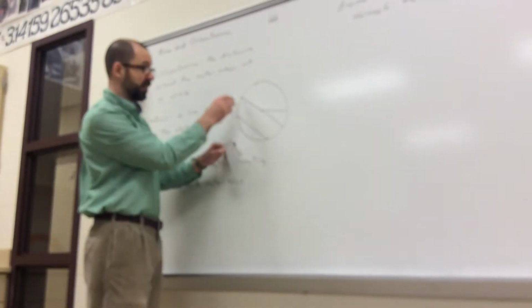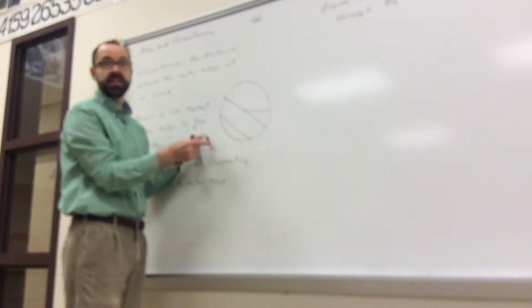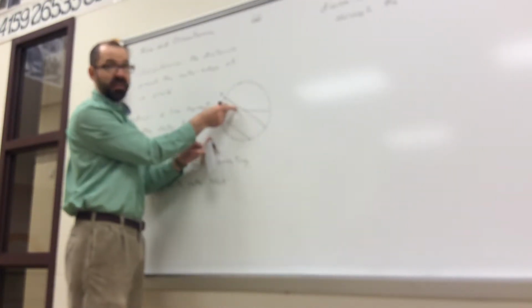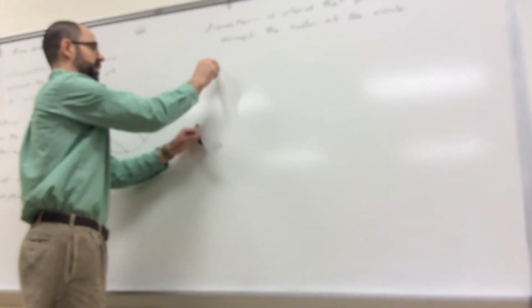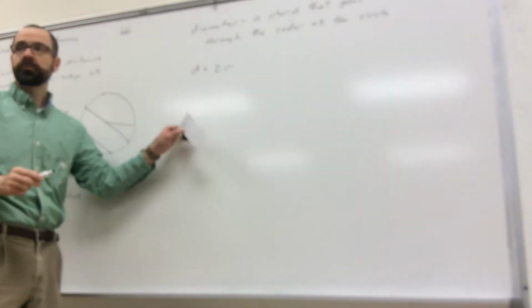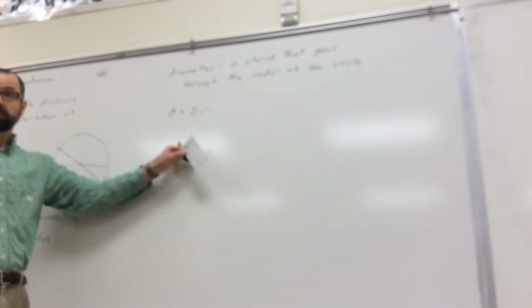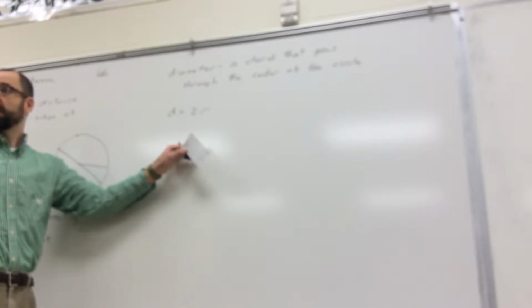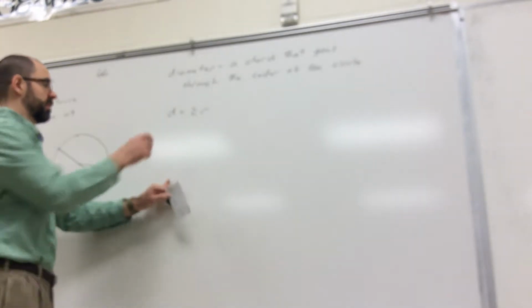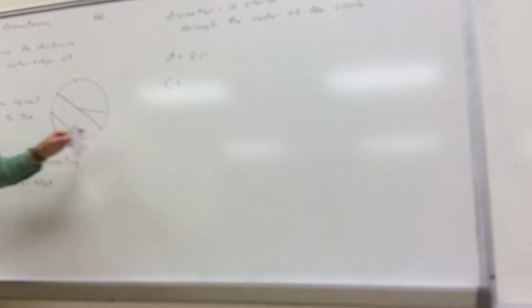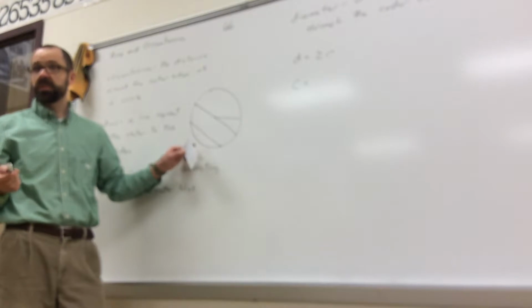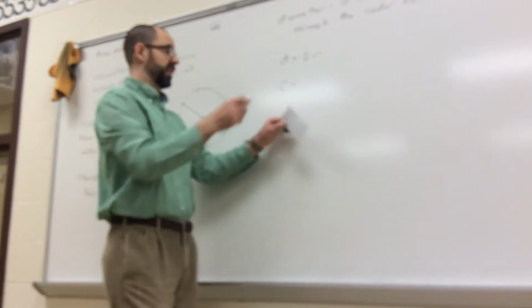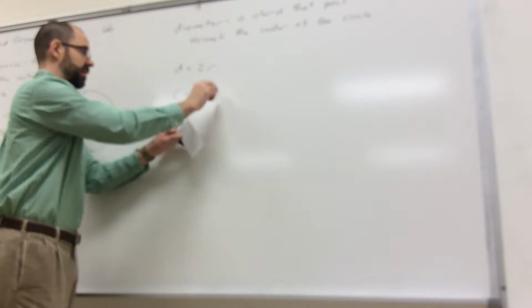Okay, and of course, the diameter is twice as big as the radius. Because here's a radius and here's another radius. So the diameter is twice as big as the radius. So there's a formula for diameter. It's 2 times the radius. And there's also a formula for circumference. If you're trying to measure how far it is around the edge of the circle, that's called circumference. And you can figure that out by taking 2 times pi times the radius.